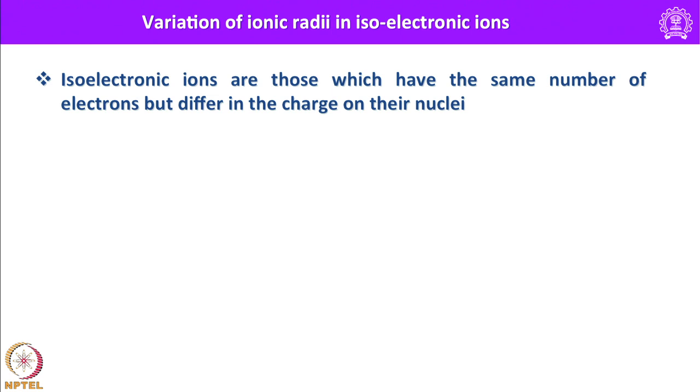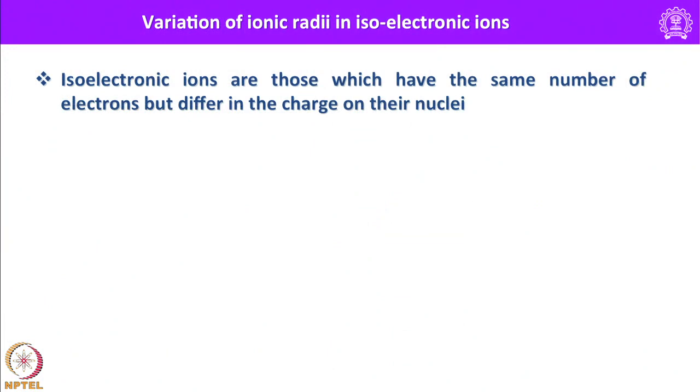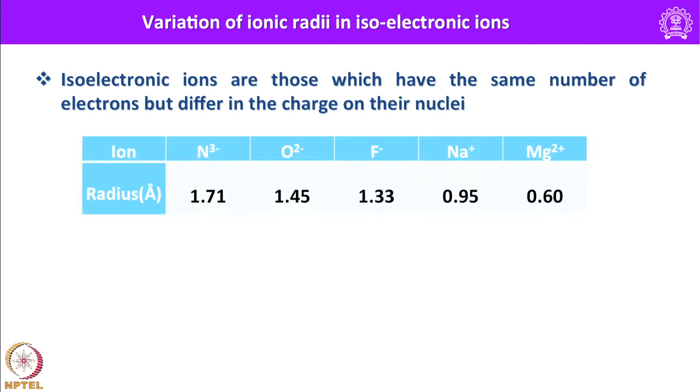So, what are isoelectronic species, and how do the ionic radii vary among them? It can be seen here. Isoelectronic ions are those which have the same number of electrons, but differ in the charge on their nuclei. Let us look into this series of isoelectronic species I have given here: nitride anion N3 minus, oxide O2 minus, fluoride F minus, Na plus and Mg2 plus.